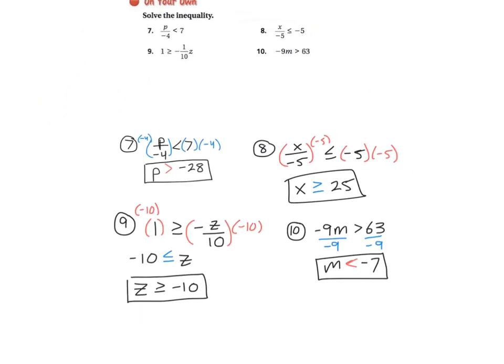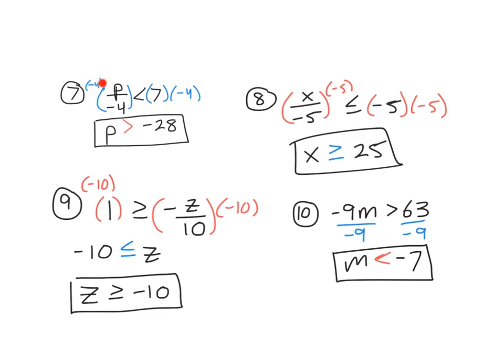Okay, so let's check our work. For number 7, we multiply both sides by -4, so we flip the sign. P is greater than -28. For number 8, we multiply both sides by a negative, so we flip the sign. X is greater than or equal to +25. For number 9, we multiply both sides by -10, so the sign needs to flip. Here it says -10 is less than or equal to z. And so I just rewrote that as z is greater than or equal to -10. So notice that the open side is still facing z and the closed side is still facing -10. So they're completely equal statements.